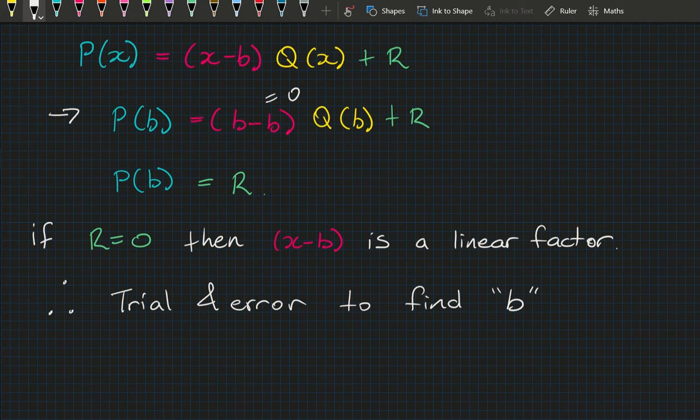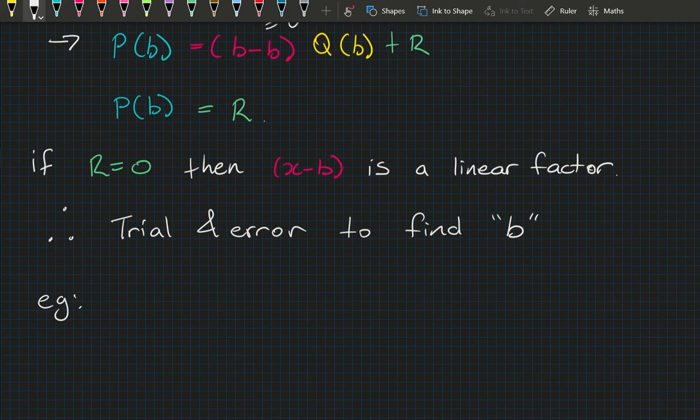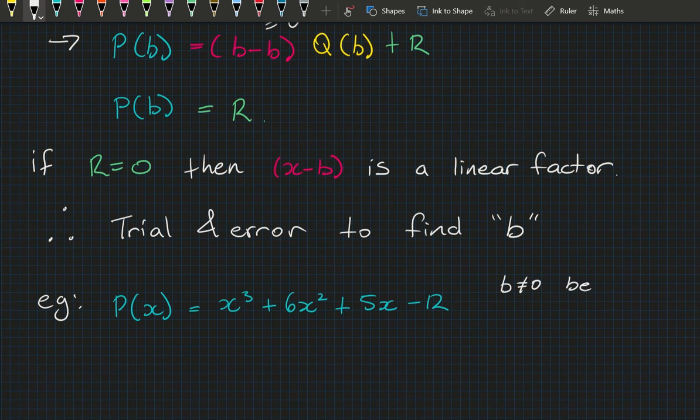So as an example, we've got a polynomial here of x cubed plus 6x squared plus 5x minus 12. Now as a little clue, I know that b is not going to be equal to 0 because we've got that minus 12. Because that means subbing in x equals 0, we're definitely going to have a remainder of minus 12, right? Let's do a trial and error here. And remember what I said in our last class, that we're not going to be too harsh on you. So you're probably going to be looking for factors of minus 12.